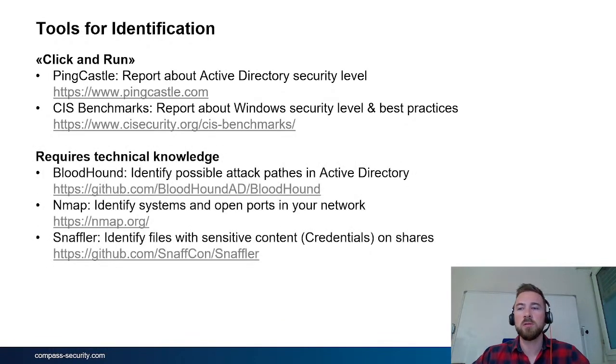Then there are some tools which require a little bit more technical knowledge or reading through manuals. For example, BloodHound, which helps you identify possible attack paths in Active Directory. The second one being Nmap, which helps you to scan for systems and open ports in your network. And the last one being Snaffler, which is very helpful to identify sensitive data lying around on shares or local drives.